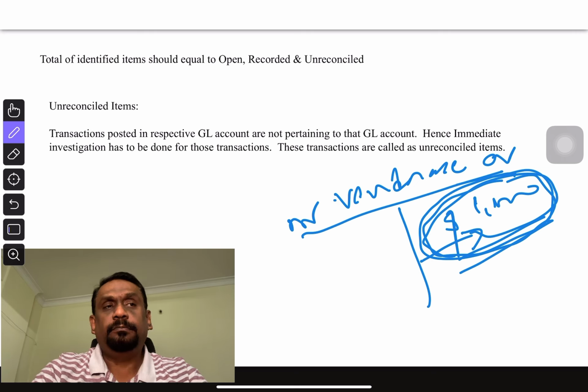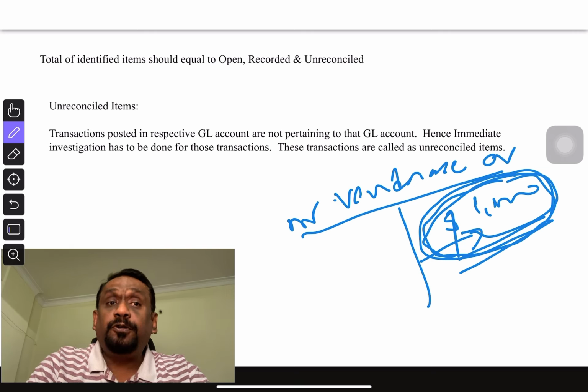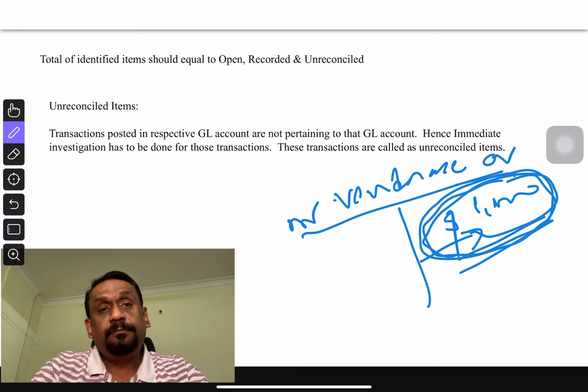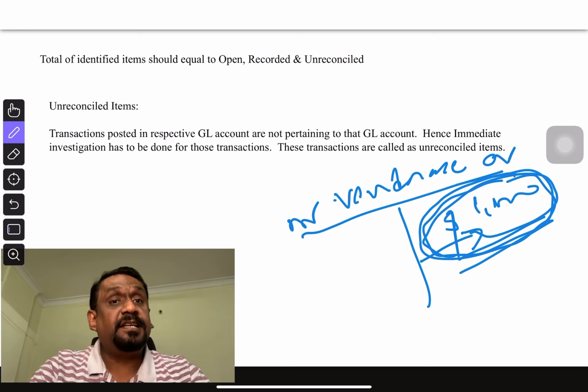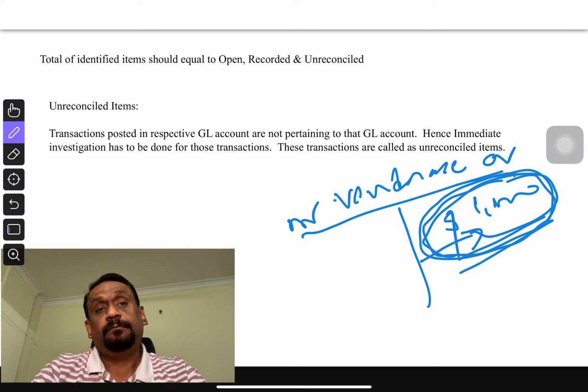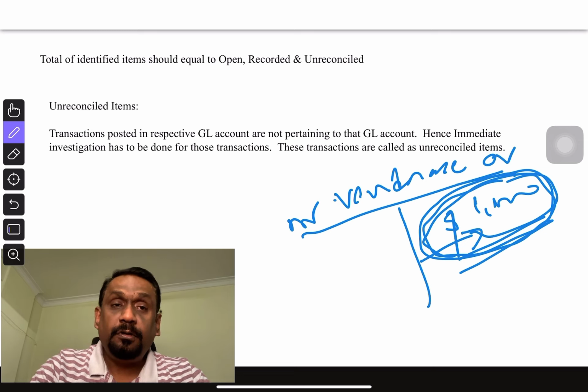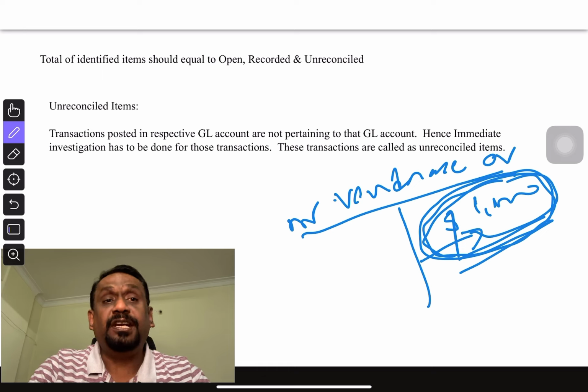Third one, there is a transaction posted in the respective GL account, but the transaction is not pertaining to the GL. What are you supposed to do? You need to start investigating the transaction and identify the right place for that.